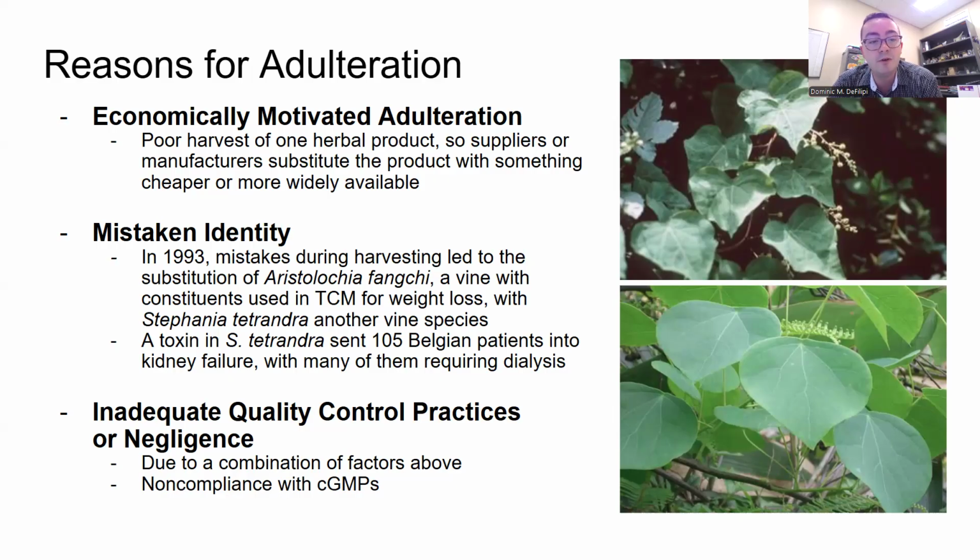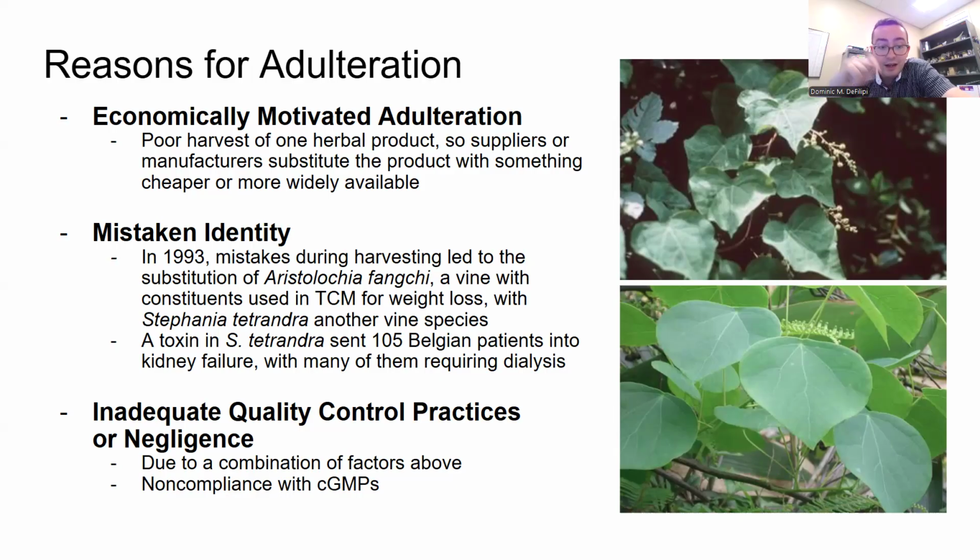There's an infamous case from Belgium where in 1993 there were mistakes made during the harvesting of Aristolochia fangchi, which is a vine right here in the top right-hand corner. It's actively used in traditional Chinese medicine for weight loss, and it was marketed in Europe as a weight loss supplement. It got mixed up with Stephania tetrandra, which is on the bottom right. You can see how these two vines could get confused with each other, especially since they grow right next to each other in the same area of the world in China.